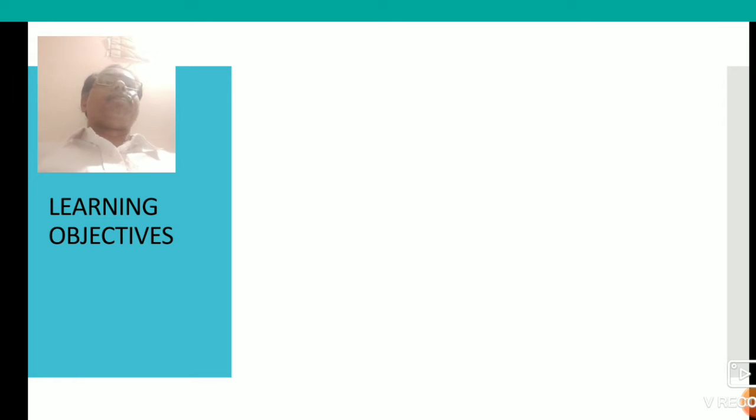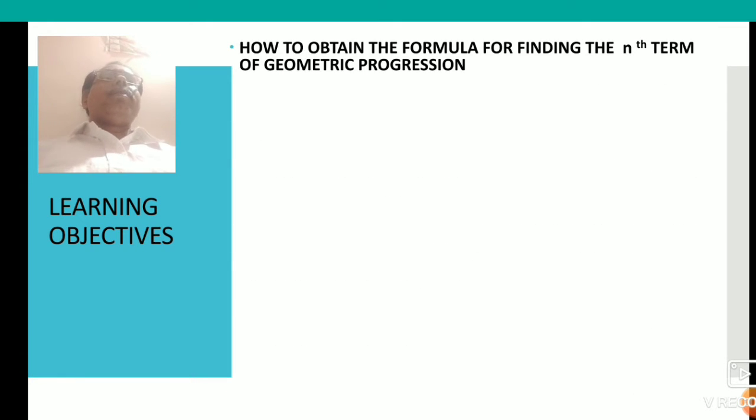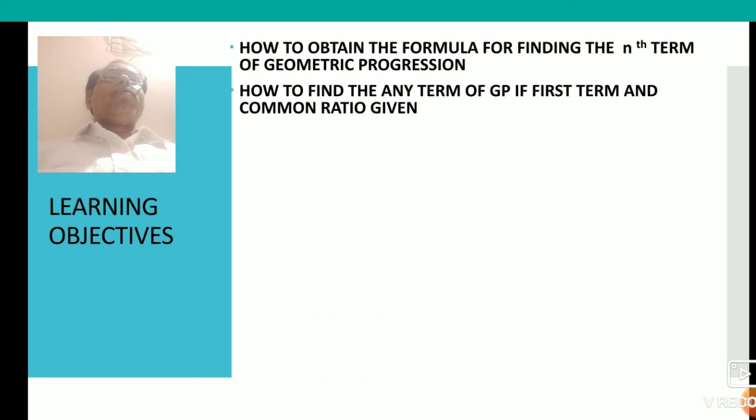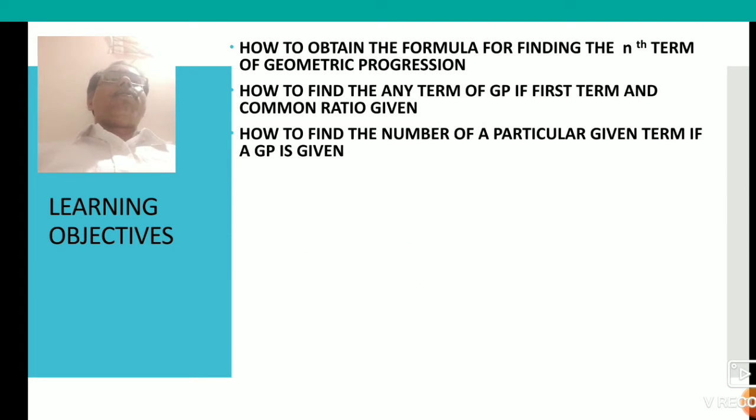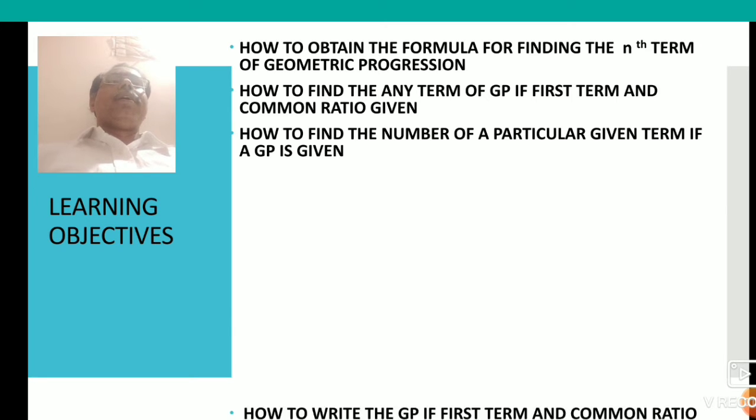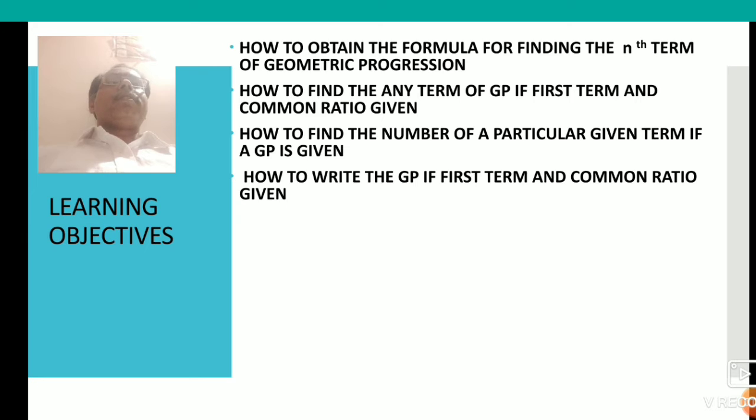Learning objectives. How to obtain the formula for finding the nth term of geometric progression? How to find any term of GP if first term and common ratio are given? How to find the number of a particular given term if a GP is given? And next, how to write the GP if first term and common ratio are given?